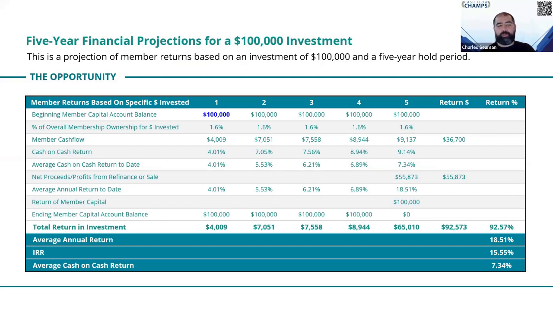And you'll notice that the member cash flow, which is the third line item, is going to be steadily increasing each year. So in year one, it starts off low because we do have a lot of tenants that we have to evict. And then that gradually increases throughout the life of the investment. So you would receive about $36,000 in cash flow and approximately $55,000 on the sale. And that's an average annual return of 18.5% and an IRR of north of 15.